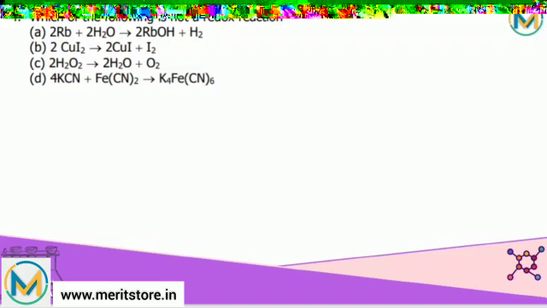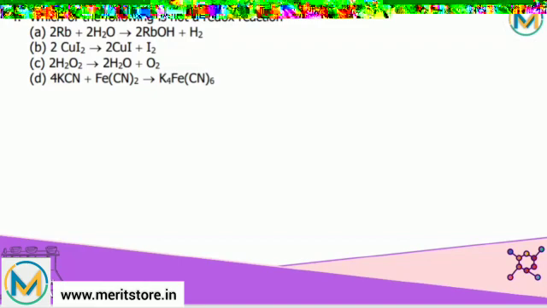Hydrogen is +1 and oxygen -2. Here rubidium, this OH is -1. So to balance this, rubidium will become +1, and this hydrogen is 0. So hydrogen is changing from +1 to 0, and rubidium is changing from 0 to +1. That means there is a change in oxidation number. Rubidium is undergoing oxidation, hydrogen is undergoing reduction, and thus it is a redox reaction.